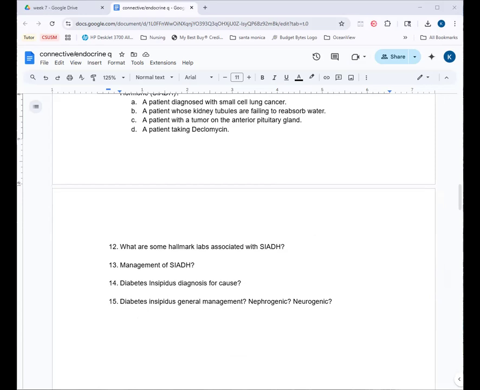These are long questions, forgive me. What are some hallmark labs associated with SIADH? What do you expect to see? It is specifically for that cancer, though other cancers could technically cause it, the small cell lung cancer is most notorious for it.